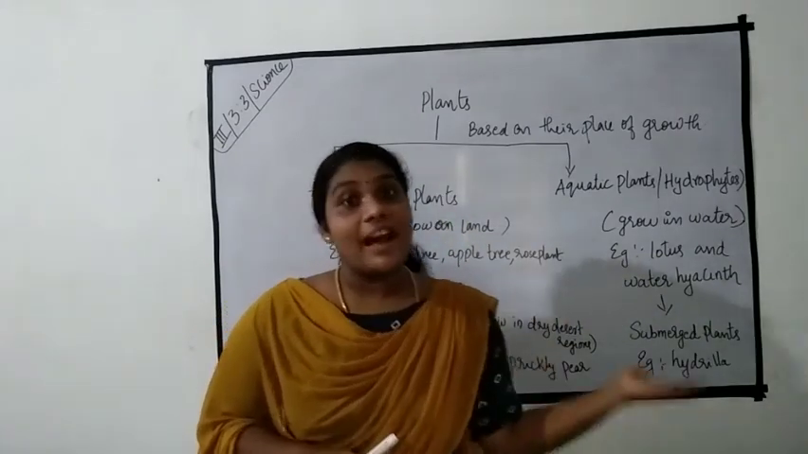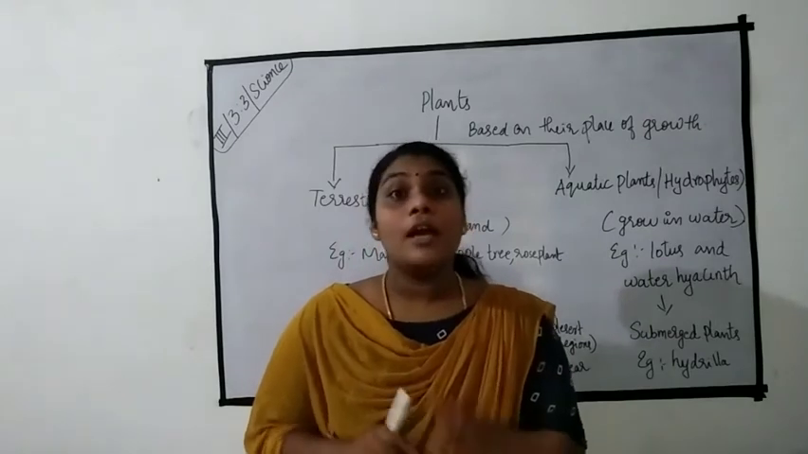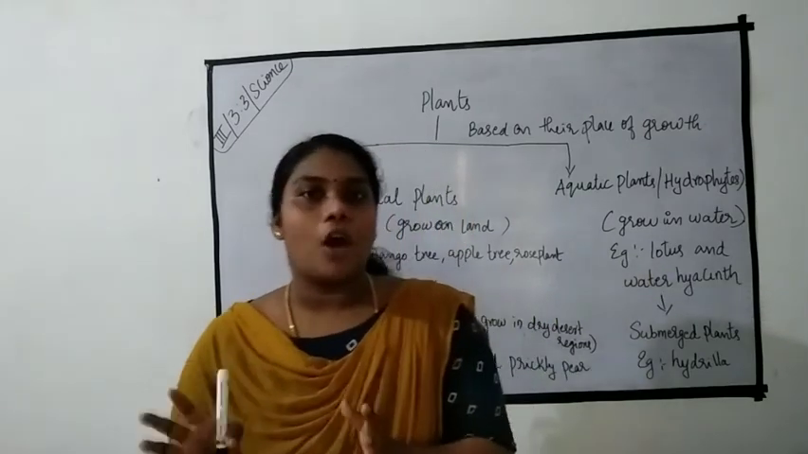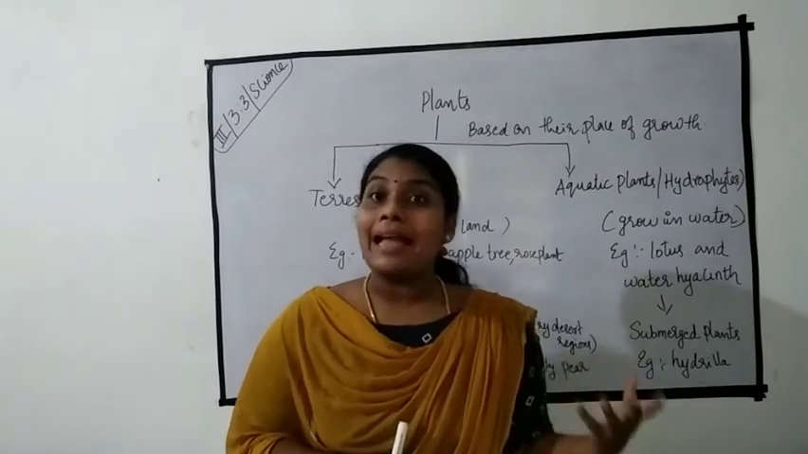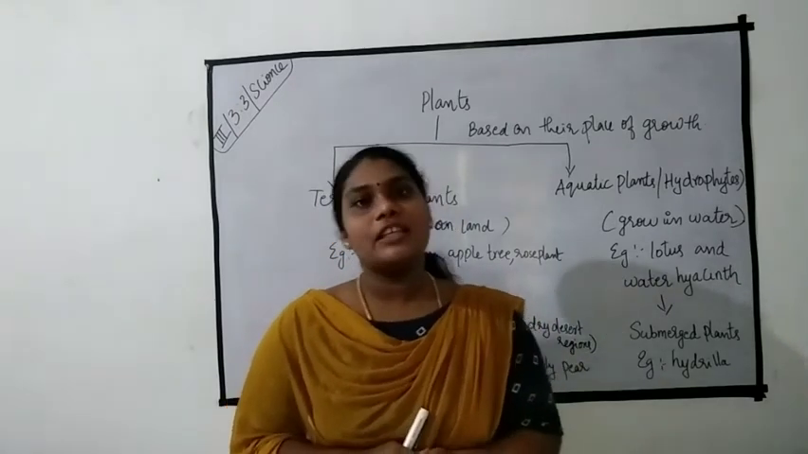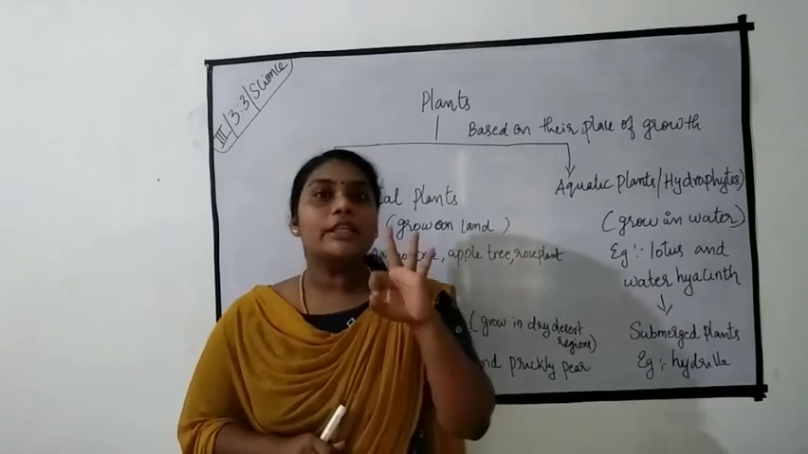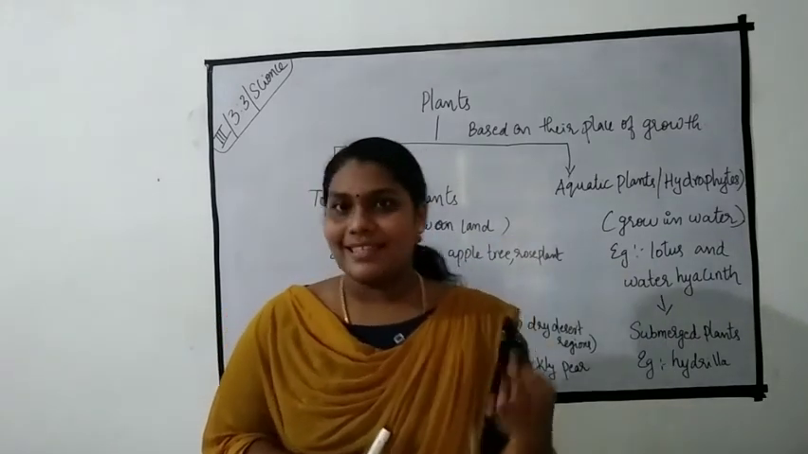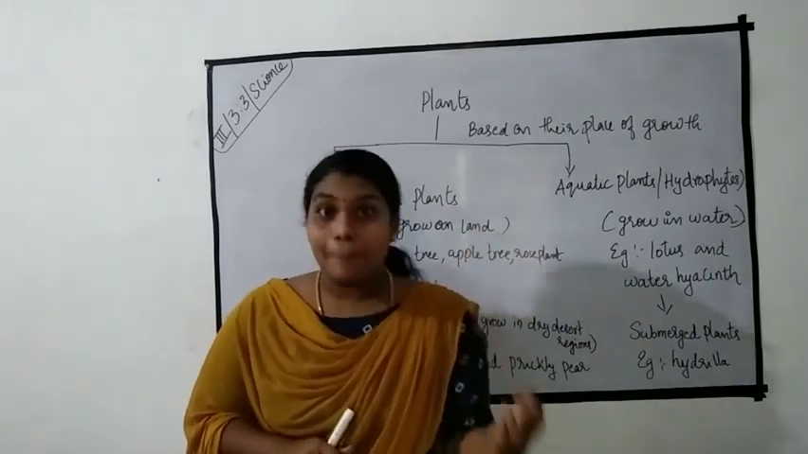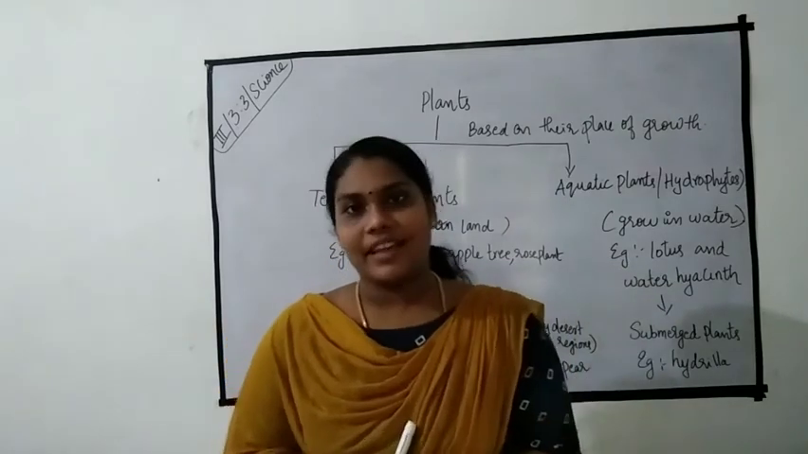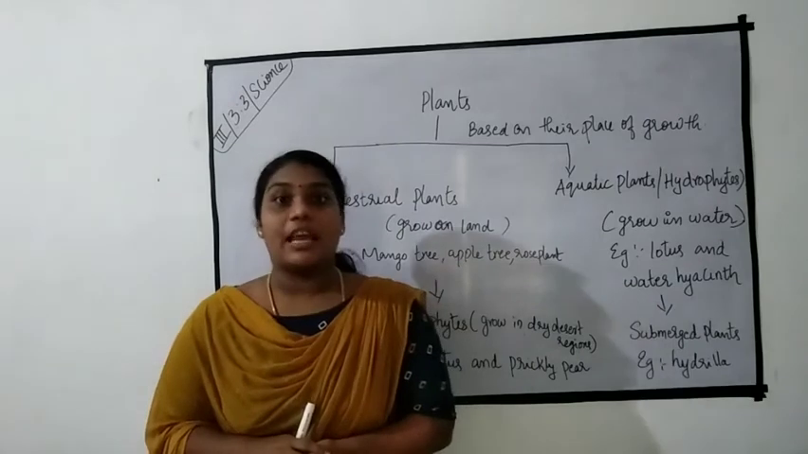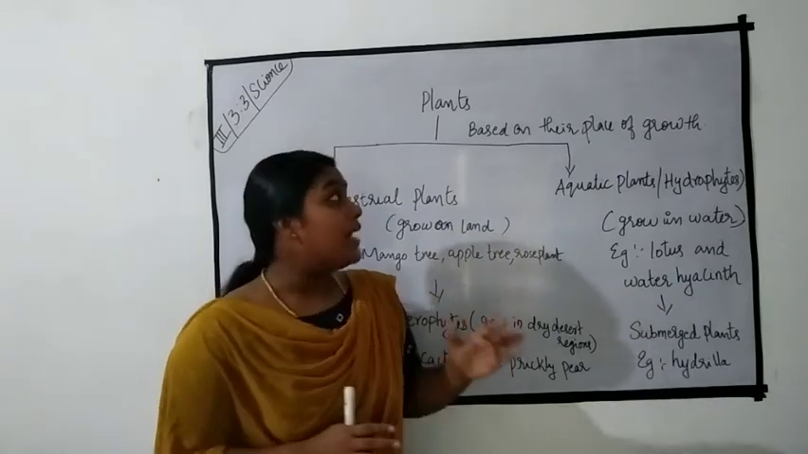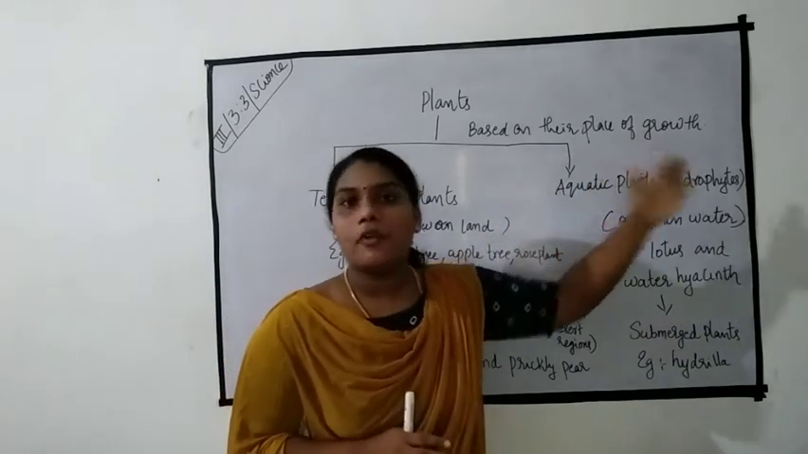Okay students, in our last class we discussed plants based on their lifespan. On the basis of plants' lifespan we can classify the plants into three. What are they? Annual plants, biennial plants and perennial plants.